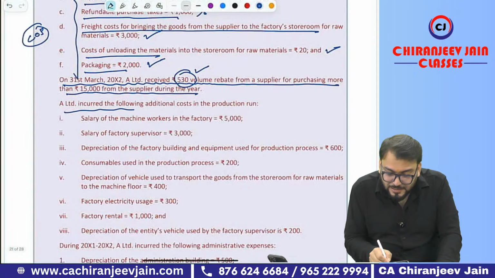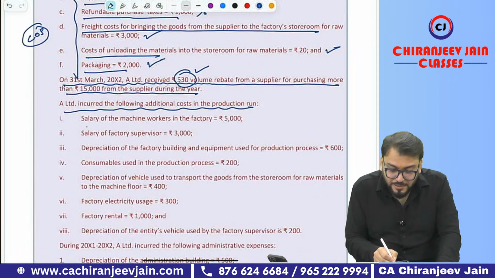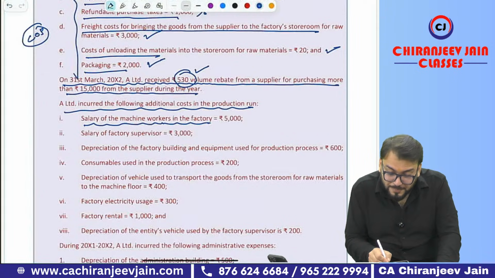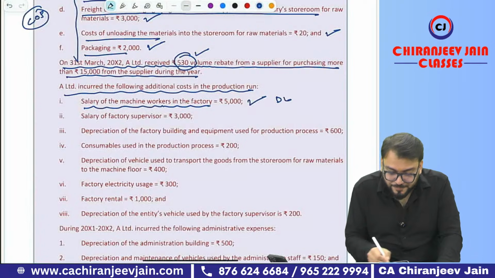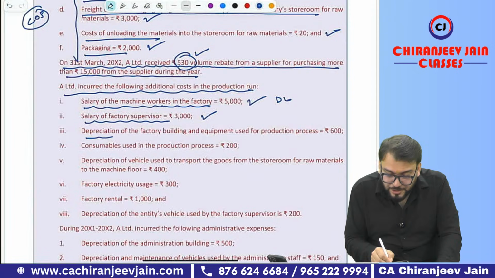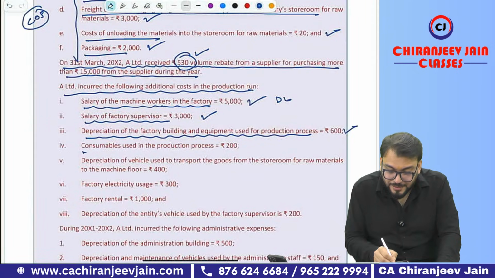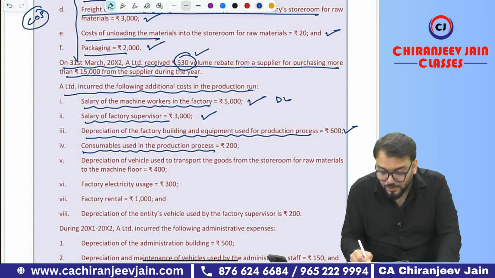Then A Limited incurred the following additional costs in the production run. Salary of the machine worker in the factory will be added, meaning this is direct labor. Salary of factory supervisor will be added. Depreciation of factory building and equipment used for the production process will be added. Consumables used in the production process will be added.